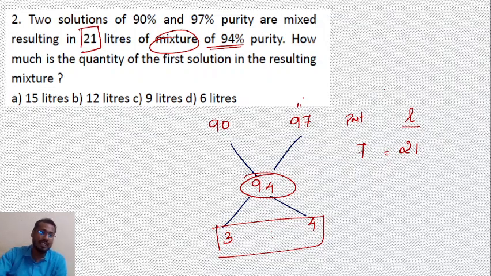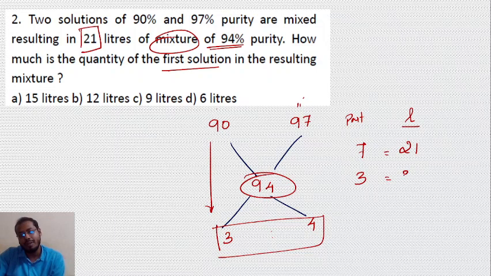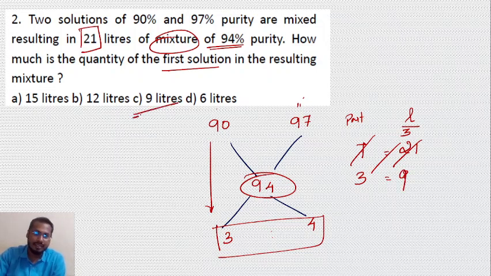What is the question? How much is the quantity of the first solution? The first solution is 3 parts. So 3 parts is equal to how many liters? Simple, just cancel this: 7 into 3 times 21, 3 into 3 is 9. So 9 liters is the right answer.